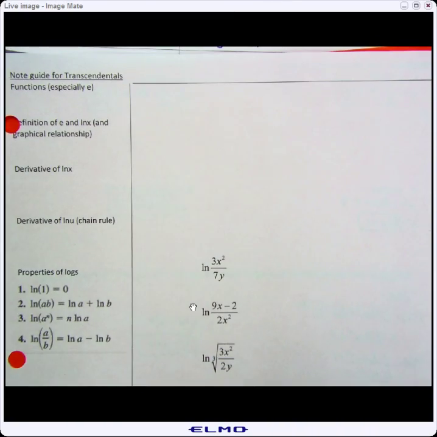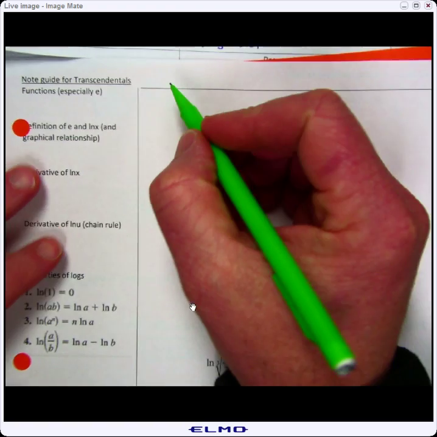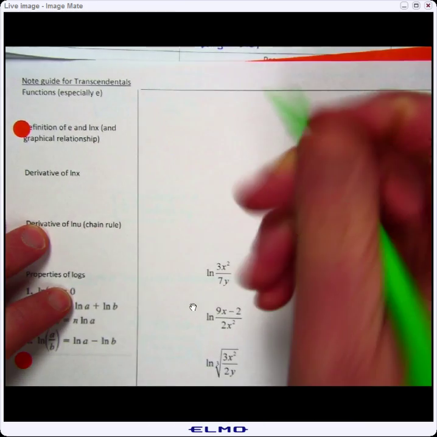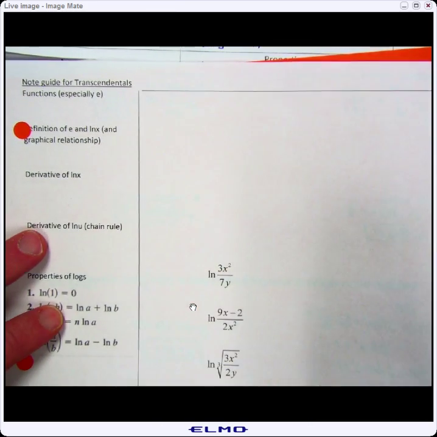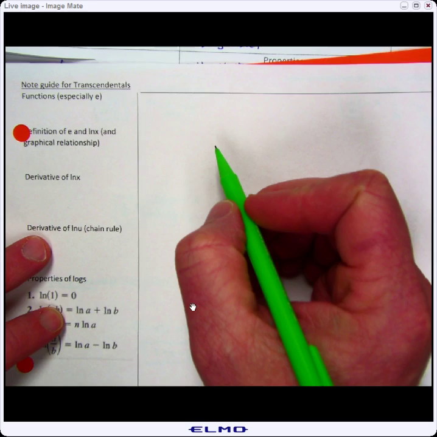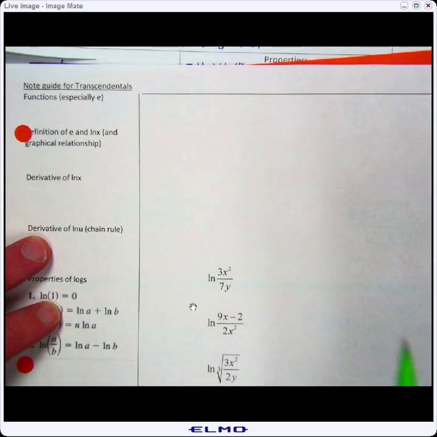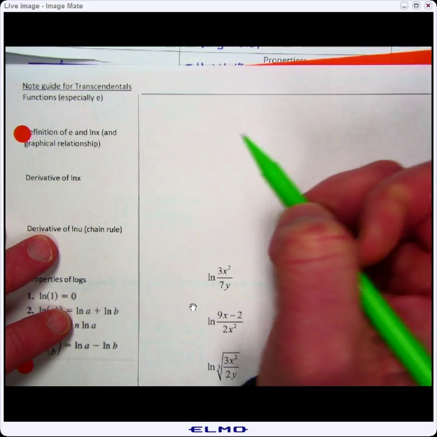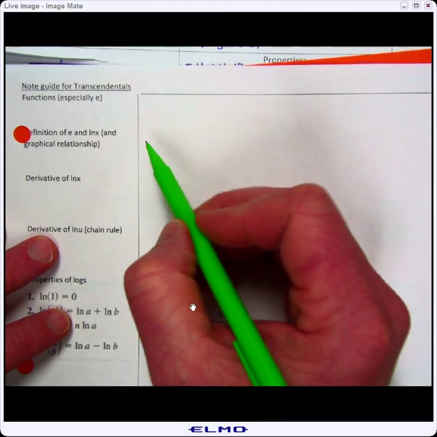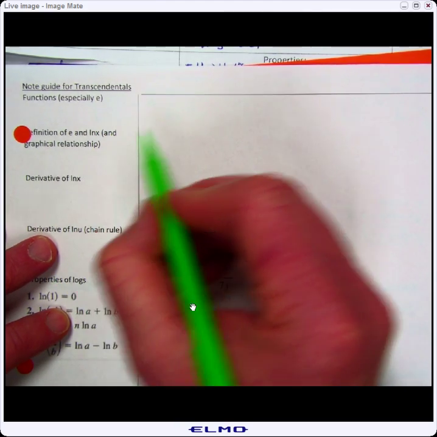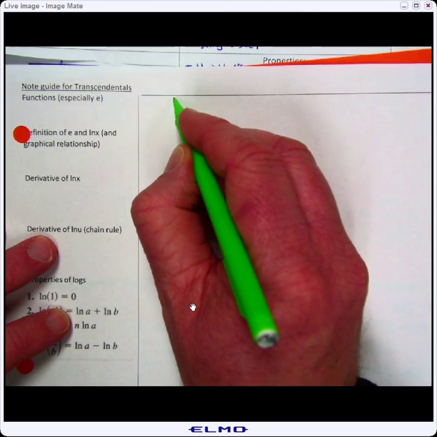So these are going to be your notes for two types of functions. The only two we really haven't done derivatives and integrals for are transcendental functions. Especially with transcendental, we're talking about e and ln x. And so e is an exponential function.